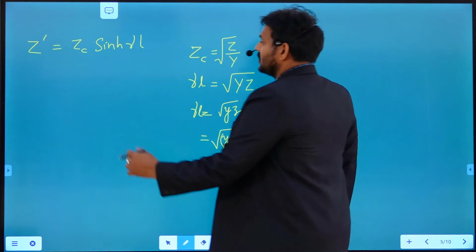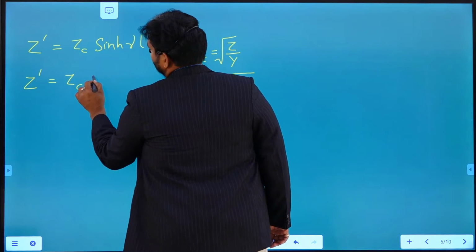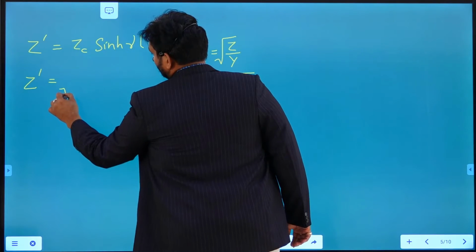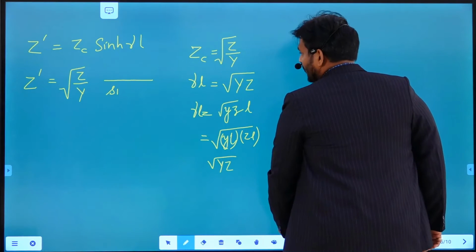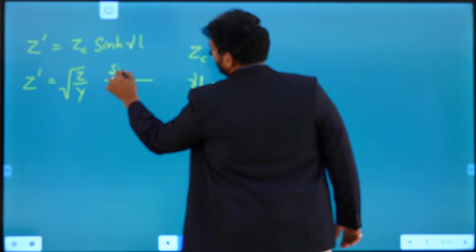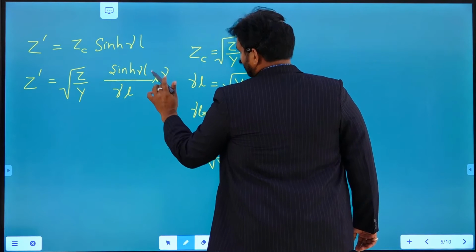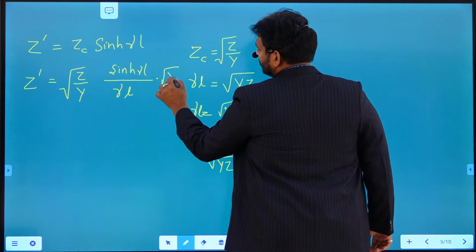Clear? So here Z dash is equal to Zc into sinh of gamma L. So Zc can be written as square root of Z by Y. You multiply and divide with gamma L. This is gamma L sinh of gamma L. You multiply with gamma L in the numerator and denominator. Gamma L is nothing but square root of YZ.